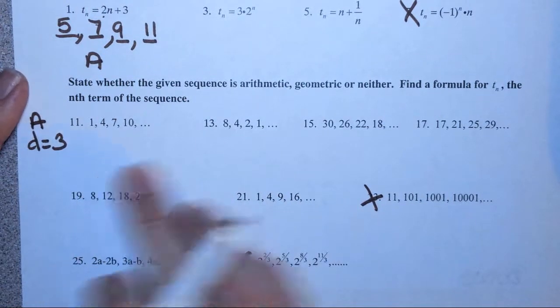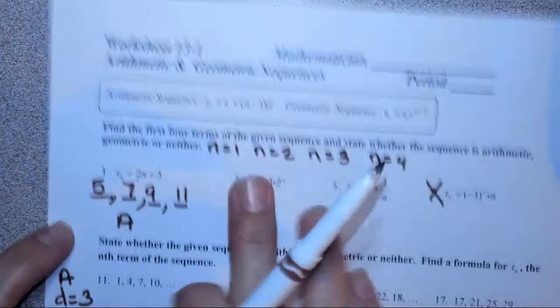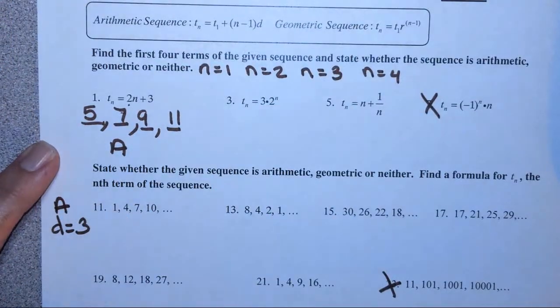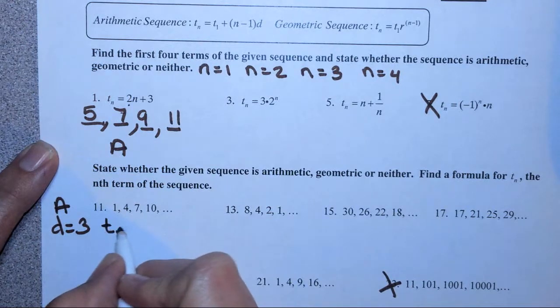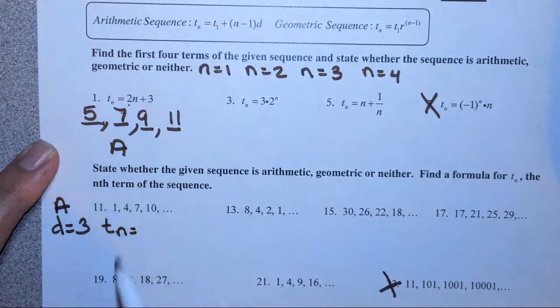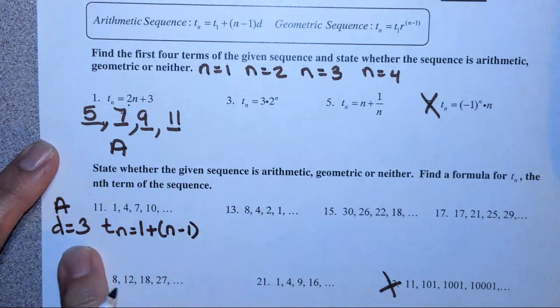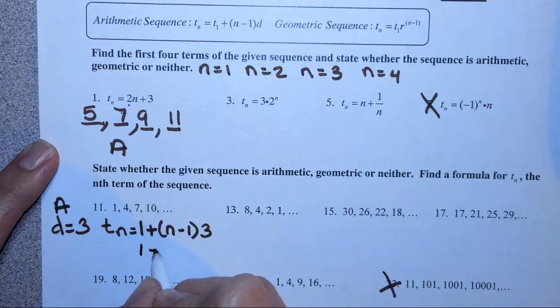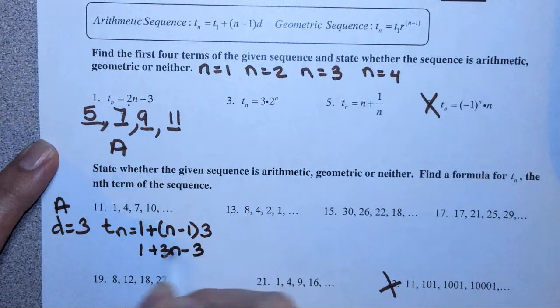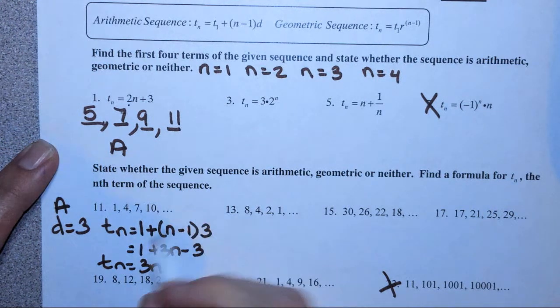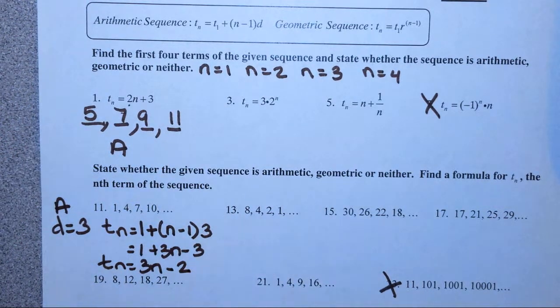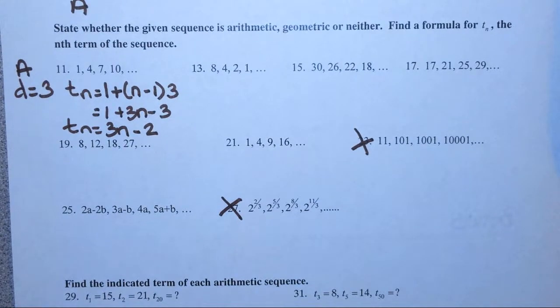Then they want me to write the formula for the nth term. So I have to use my arithmetic formula. So we're going to plug in. It says Tn equals, that means what is the first term? So write down 1 plus, it's always going to say n minus 1, and it's going to be times d. My d is 3. And we're going to distribute and get 3n minus 3. And then we're going to combine like terms: 1 minus 3 is negative 2. And there you go. That's it. And you're going to do the same thing all the way through 25.